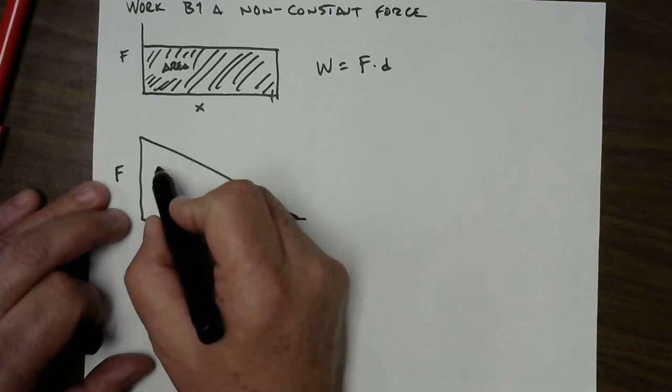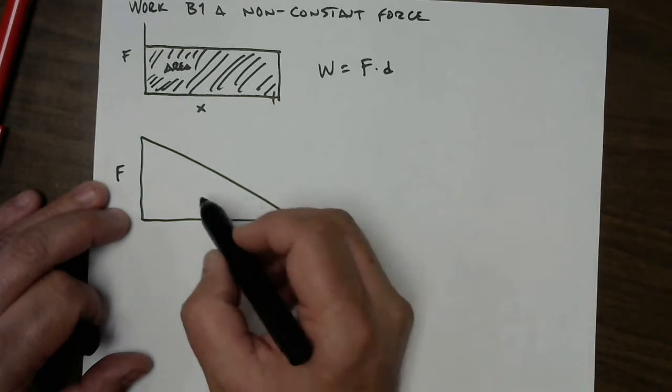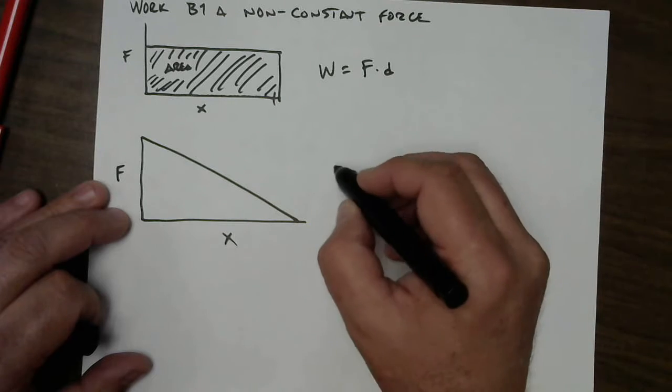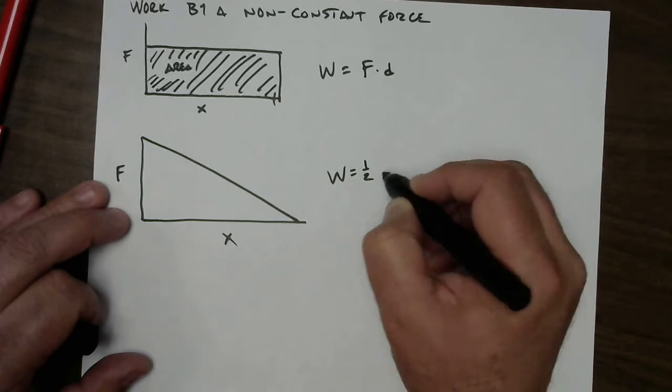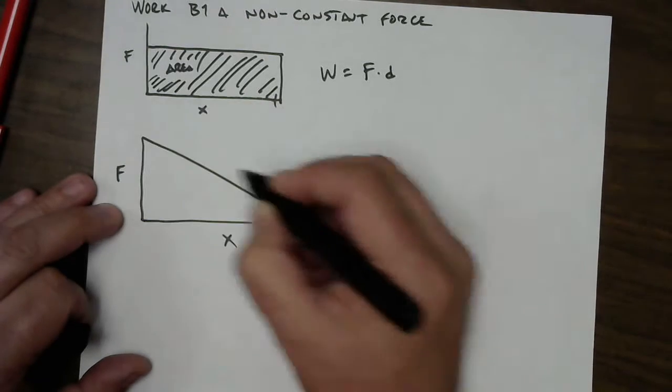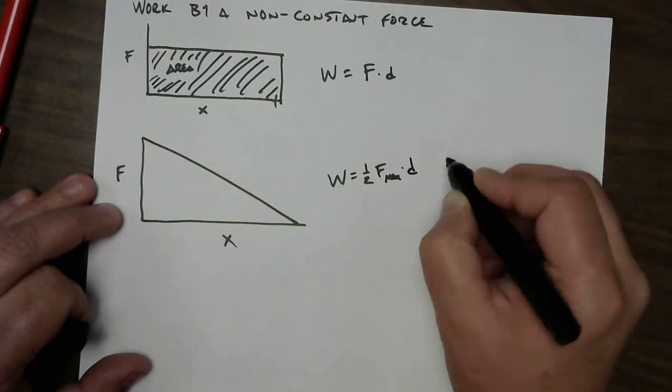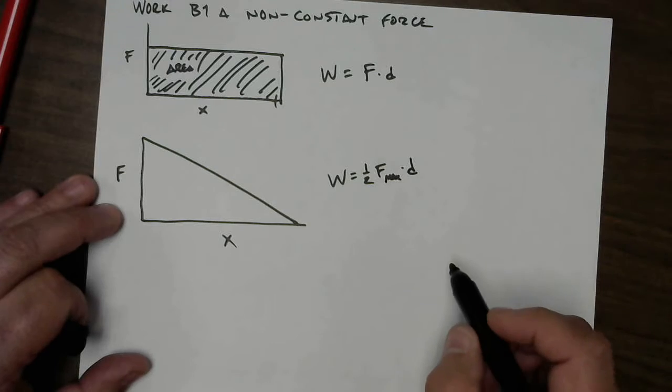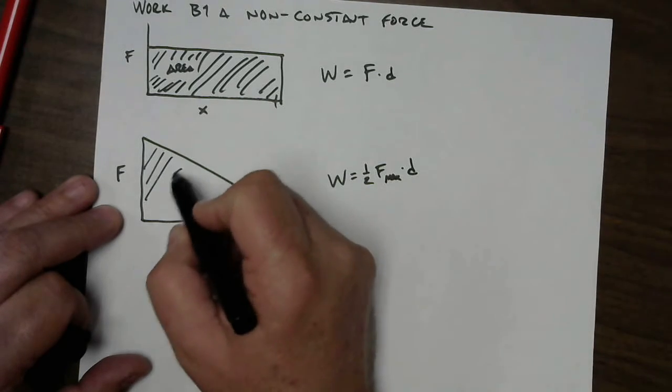Well, then we'd have to find the area under this curve right here. And it's a triangle, so we would have the work being 1/2 of the maximum force, the altitude of the triangle, times the distance traveled, which is whatever x is. So you just got to find the area under the curve.